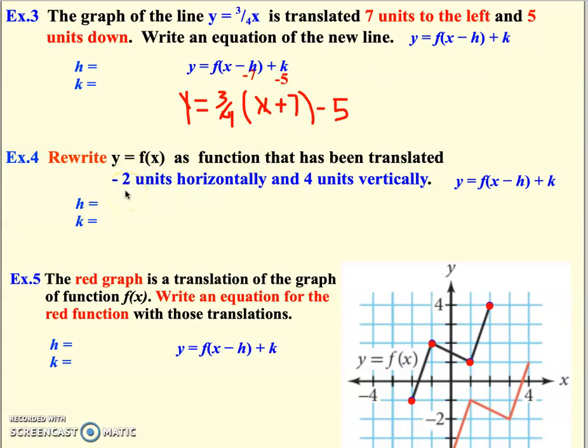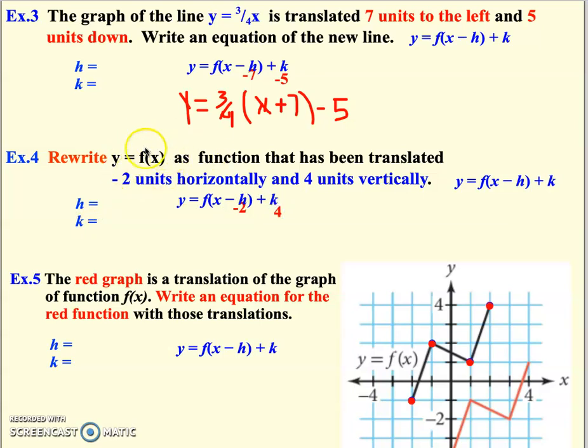Now, we might use the words horizontal and vertical on you guys. So just to be clear, if it says -2 horizontal, then we're talking about that being a left movement, and 4 units vertically is up 4, because it doesn't say -4 units. So again, we just think about how that translates. Operate off of this. Insert your h. Insert your k.